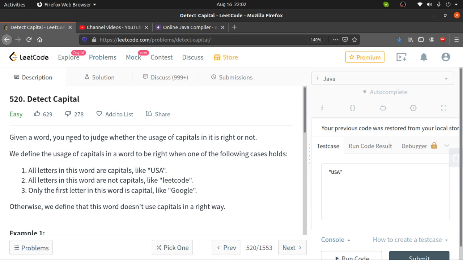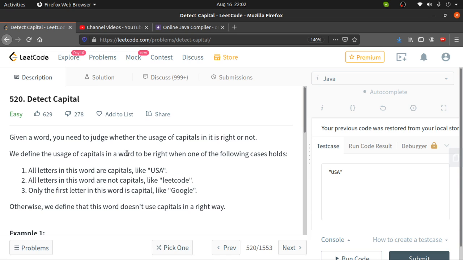Given a word, you need to judge whether the usage of capitals in it is right or not. We define usage of capitals in a word to be right when one of the following cases holds. All letters in this word are capitals, like USA. All letters in this word are not capitals, like Leetcode. Only the first letter in this word is capital, like Google. Otherwise, we define that this word doesn't use capitals in the right way.